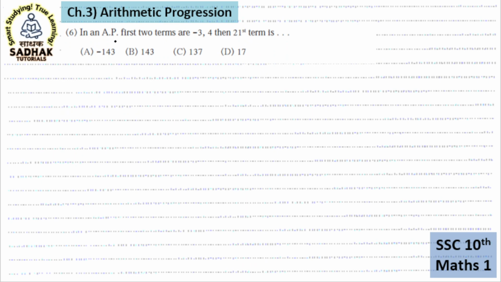Chalo, next, number 6. In an AP, the first two terms are minus 3 and 4. Then the 21st term is dash. So we have to find the 21st term. They are saying that there is an AP. In that AP, the first term, that is T1, that is equal to A, is equal to minus 3. And the second term, T2, is equal to 4. So we have to find the 21st term, that means we have to find T21. Here we can say that n is equal to 21.